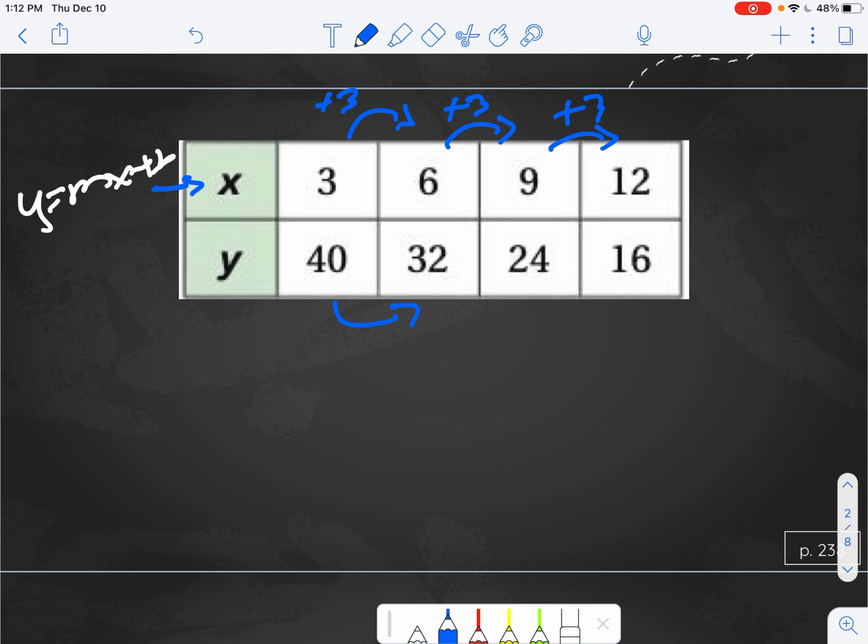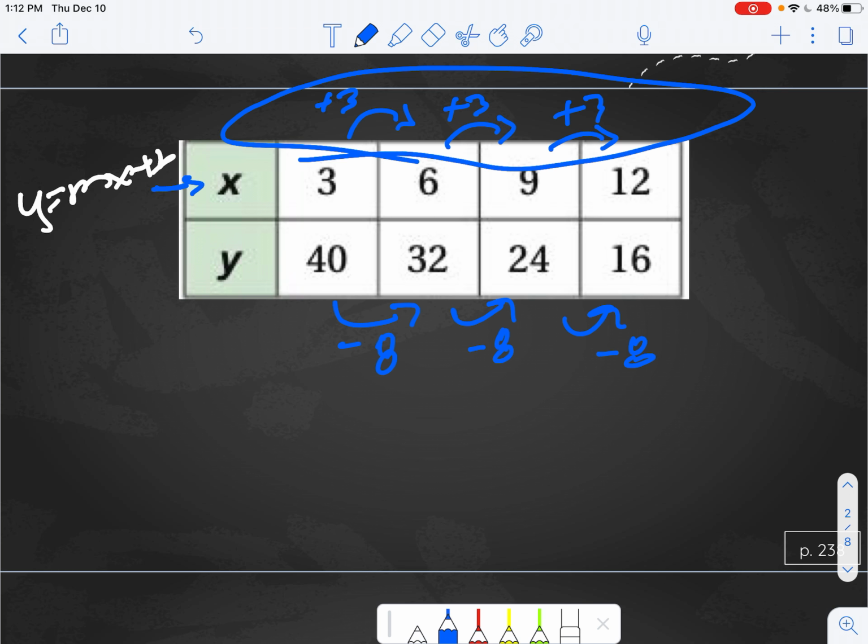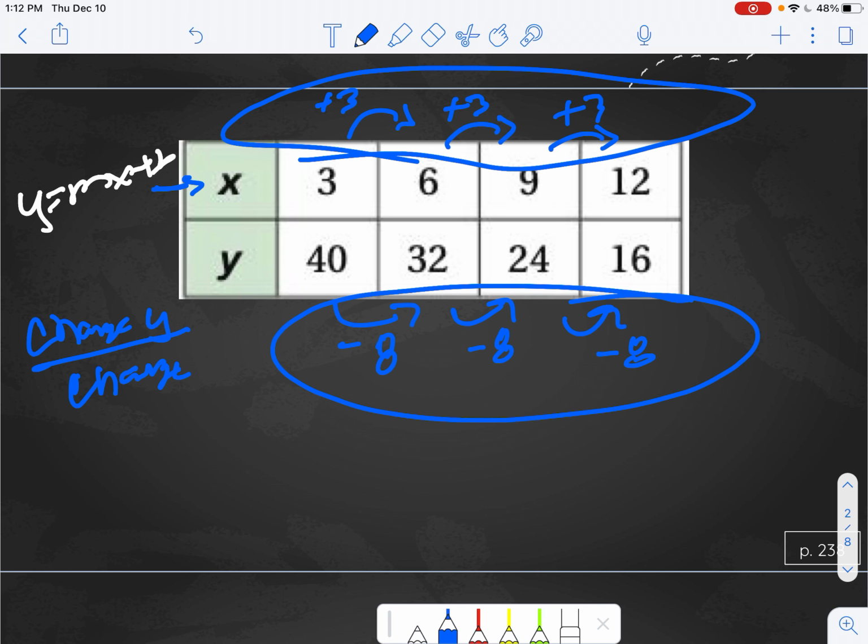If we go from 40 to 32, we have minus 8, minus 8, and minus 8. So we can see that in our x values we have a consistent change, and in our y values we also have a consistent change. Remember, one definition of slope is change in y over change in x.